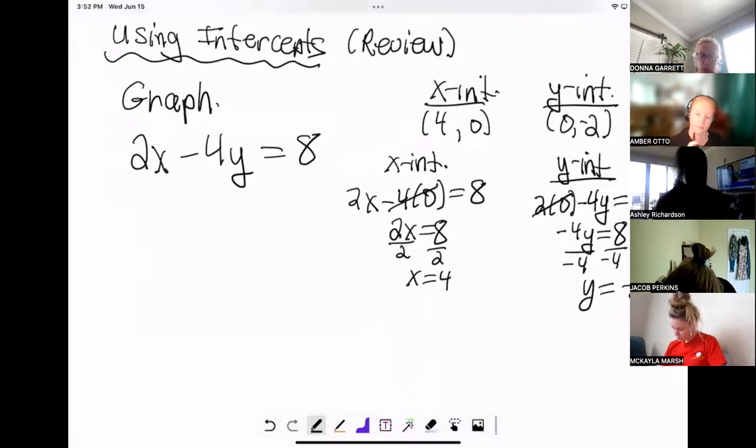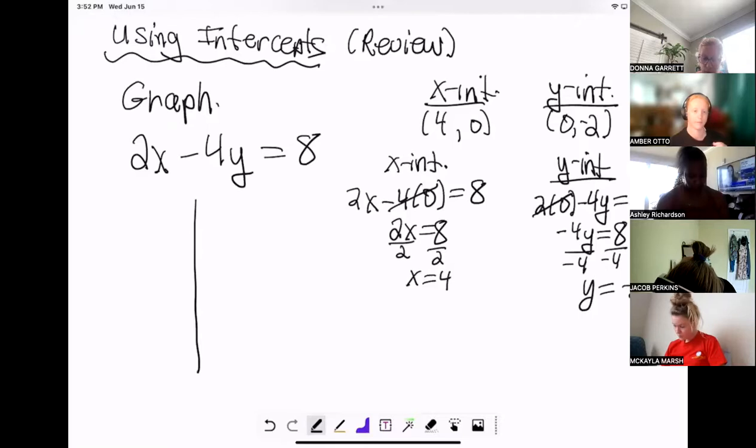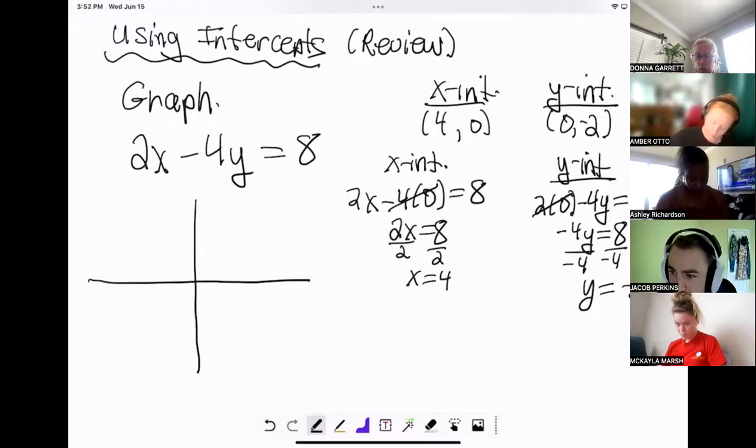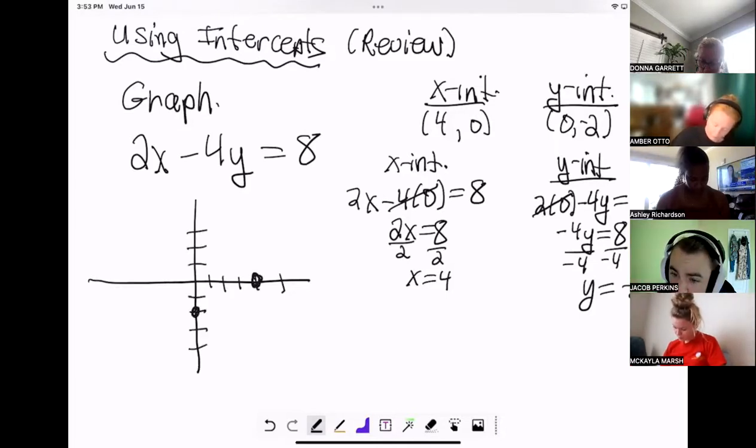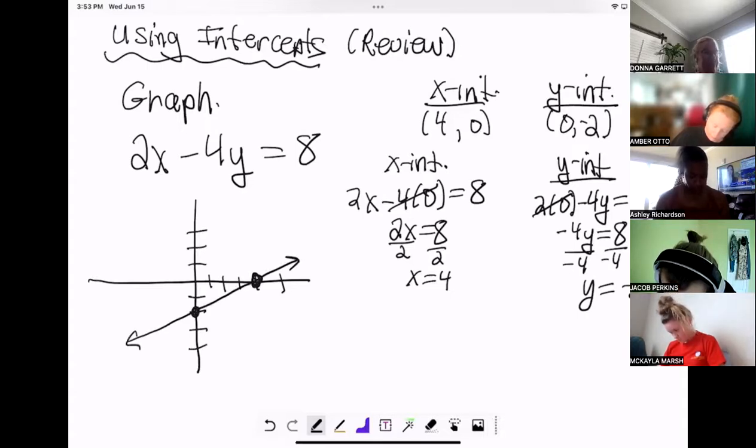Like I said, this is a review from what we did before. So anybody who's getting back a little late, we did this already, I'm just reviewing it real quick. So I have (4, 0) and (0, negative 2). And then I can put them together and do a sketch of my graph.